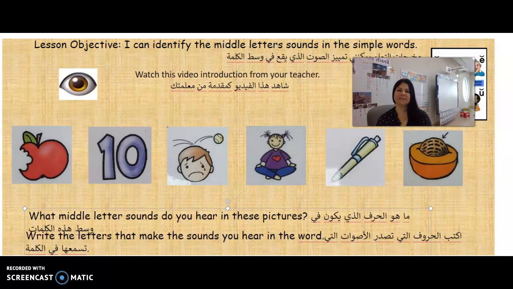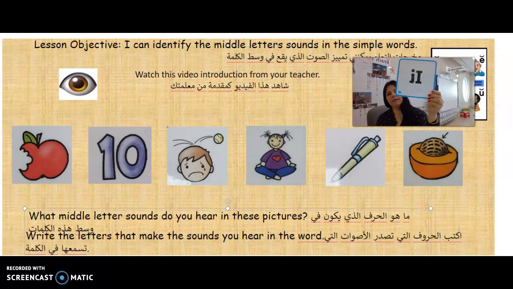Hello boys and girls, it's phonics time, and today our lesson objective is I can identify the middle letter sounds in the simple words. So here you can see 6 pictures, and today we are going to identify the middle sound. So look over here. What sound does this letter make?